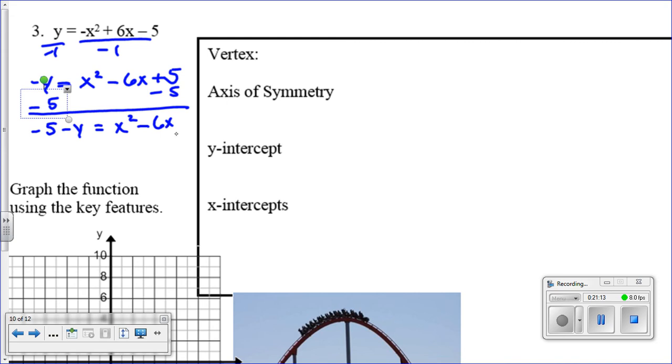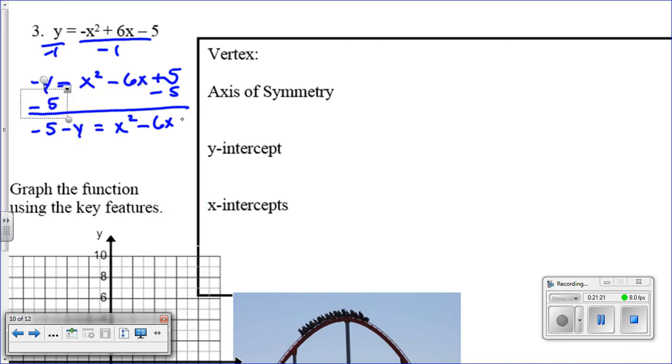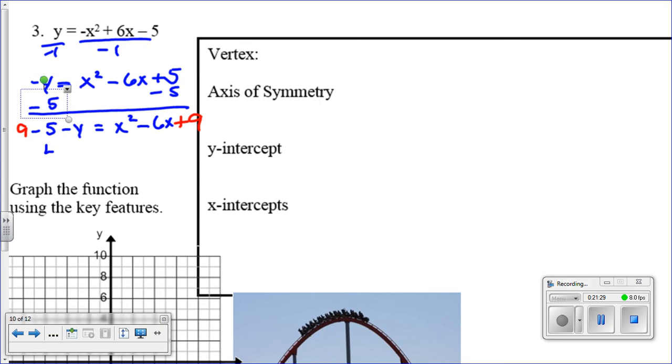Now I have to make this side over here a perfect square trinomial. I'm going to take half of the negative 6 and square it. So half of negative 6 is negative 3. Square that, I get 9. So what I end up having is 4 minus y is equal to (x - 3), the binomial squared. I'm going to bring the 4 back over, so I get negative y is equal to (x - 3), whole thing squared. Whoops. And then I'm going to divide everything by negative 1.